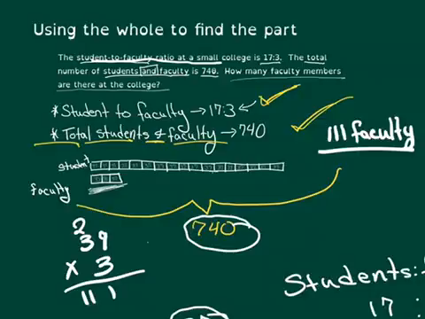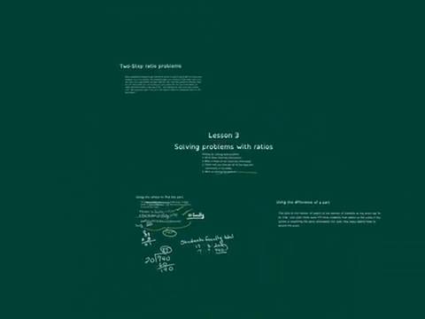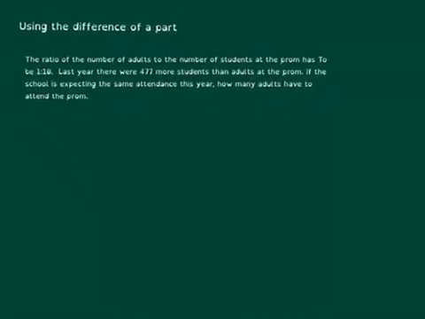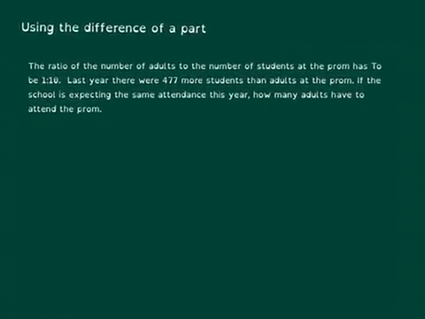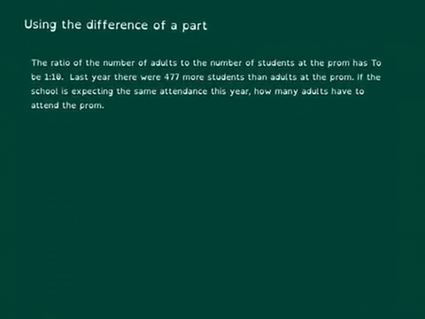Now another type of problem that you can have is when they give you the difference of the parts and they ask you to solve for the ratio. So here, the ratio of number of adults to the number of students at the prom has to be 1 to 10. Last year, there were 477 more students than adults at the prom. If the school is expecting the same attendance this year, how many adults have to attend the prom?